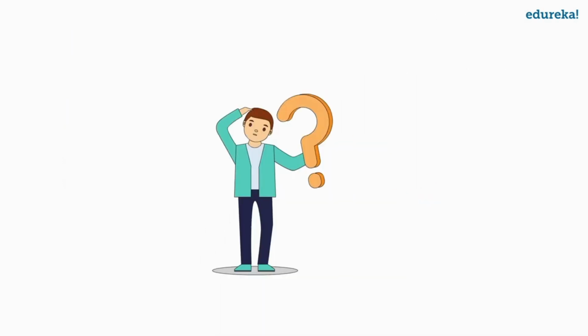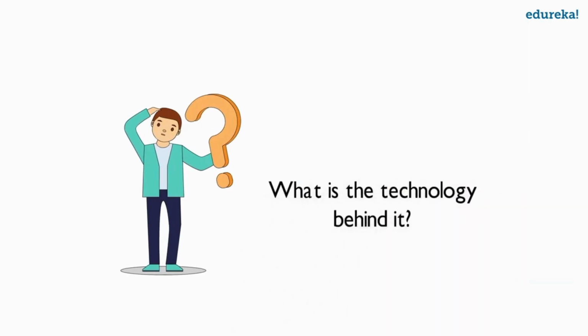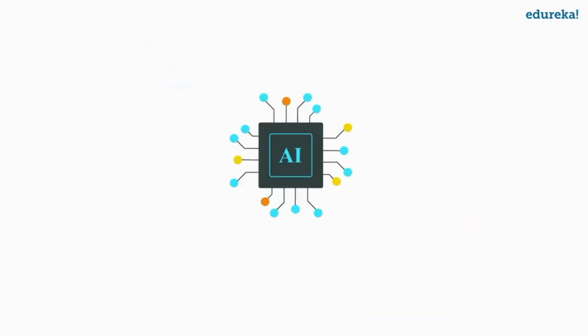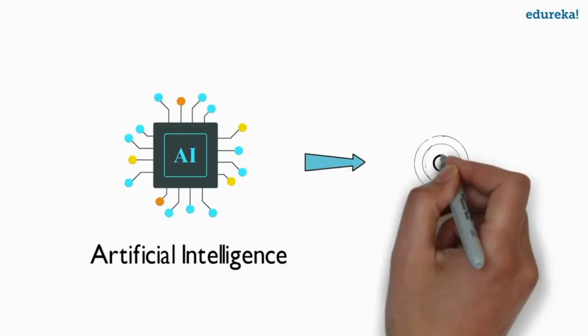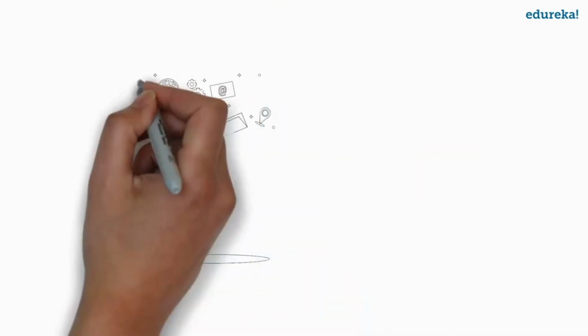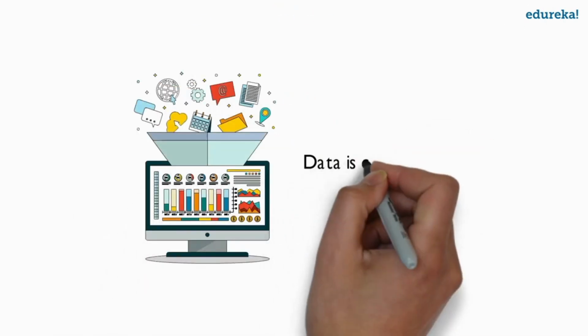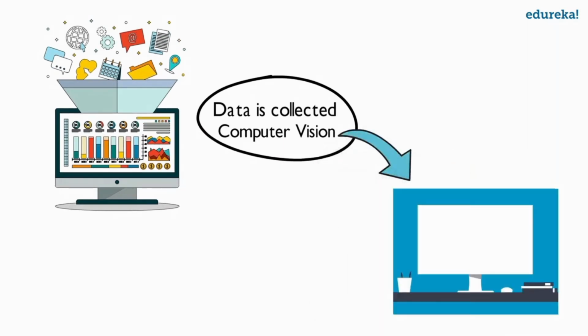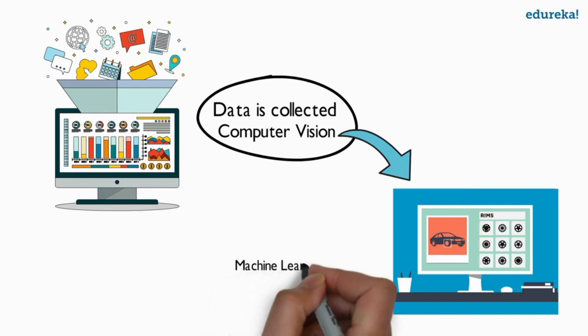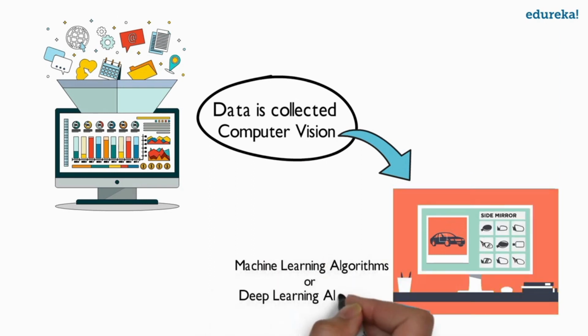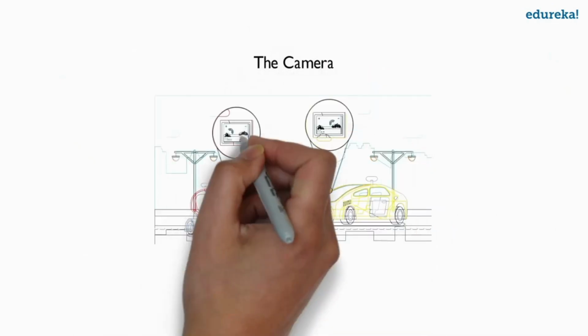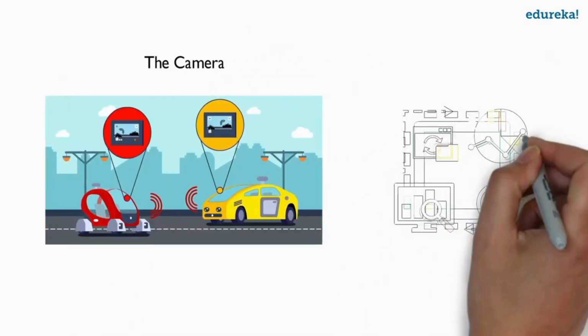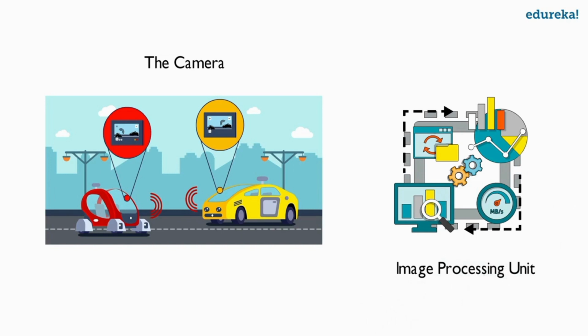You must be wondering, what is the technology behind it? Well, artificial intelligence is the basic principle that drives object detection. The idea is simple. The data is collected through computer vision. The data is then fed into the model, and using machine learning algorithms or deep learning algorithms, conclusions are made. The camera collects the image from different angles and sends it to the image processing unit.